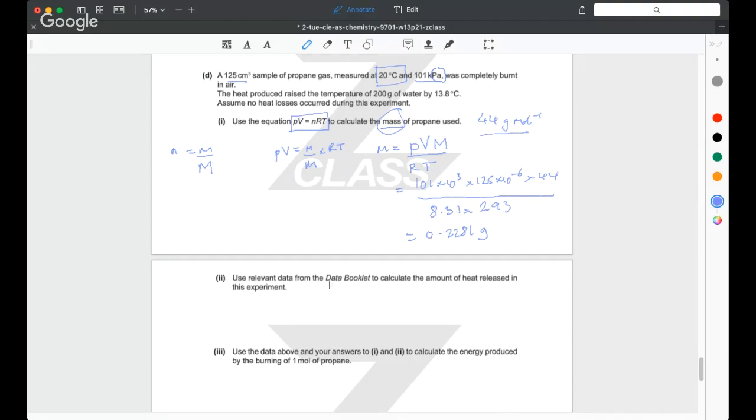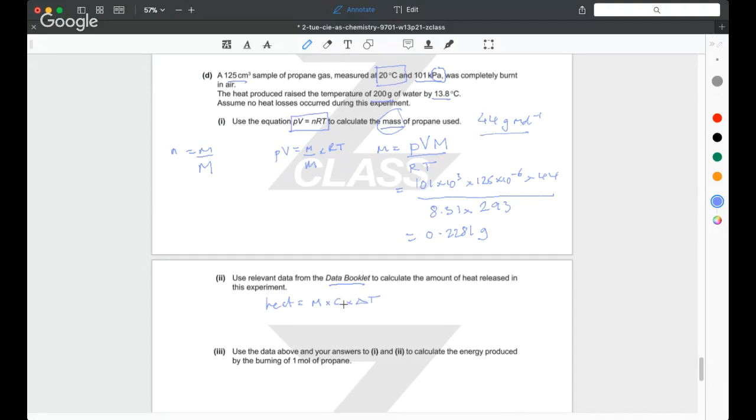Now, in the data book, you can look up the specific heat capacity of water, because here 200 grams of water is being raised by 13.8 degrees Celsius. And so you need to know that the heat that's being transferred is the mass of the water that's being heated times the specific heat capacity of the water times the change in temperature.